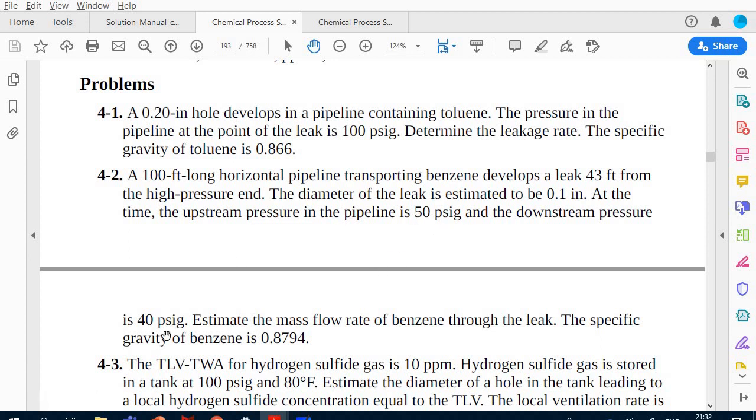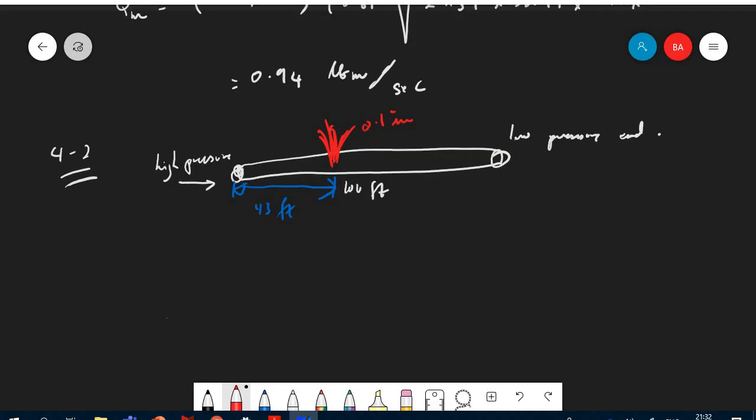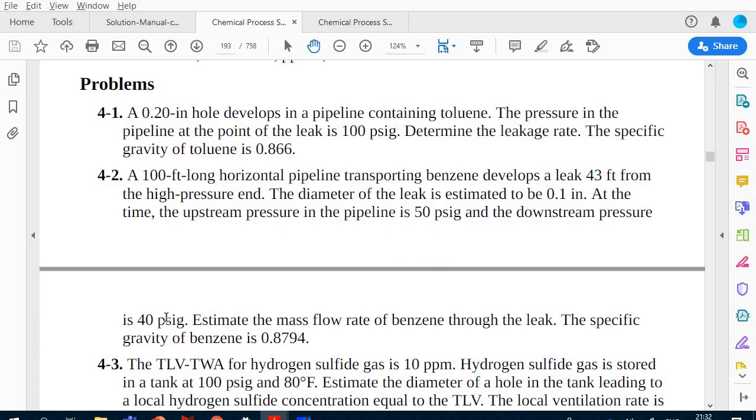So the higher is 50, the lower is the psig. Just to look at this again, this is the upstream part where it is 50 psig, and that is the downstream part where it is 40 psig. Great.